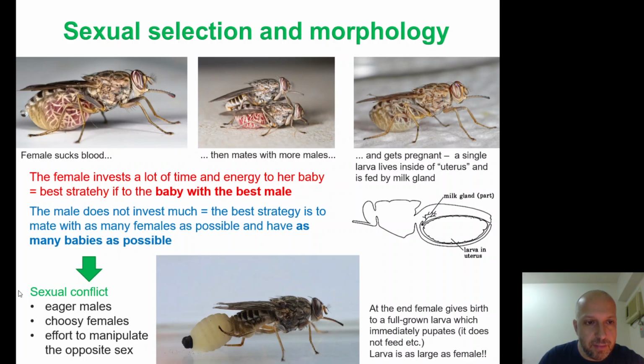So that's the reason why we have the sexual conflict, right? So we have eager males. We have males which want to have sex with any female around. And we have choosy females which actually want to choose only the best males. And that means that each sex tries to manipulate the opposite sex in some way, right? So the male somehow wants to manipulate the female to copulate easily. The female wants to manipulate the male to prevent copulation or to do it in a way that the female can actually choose.